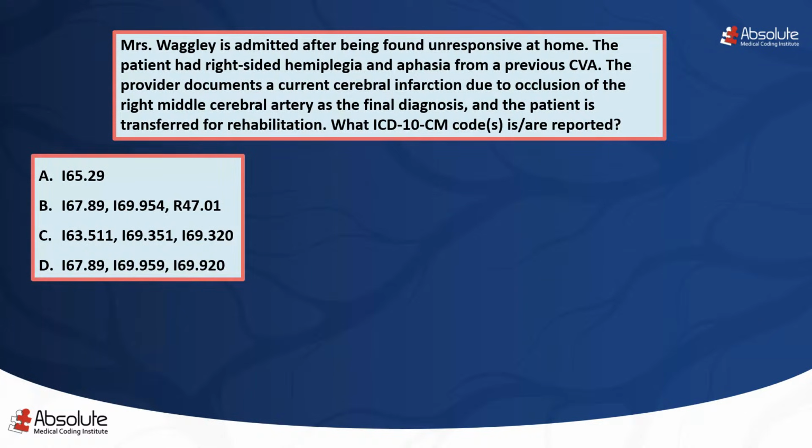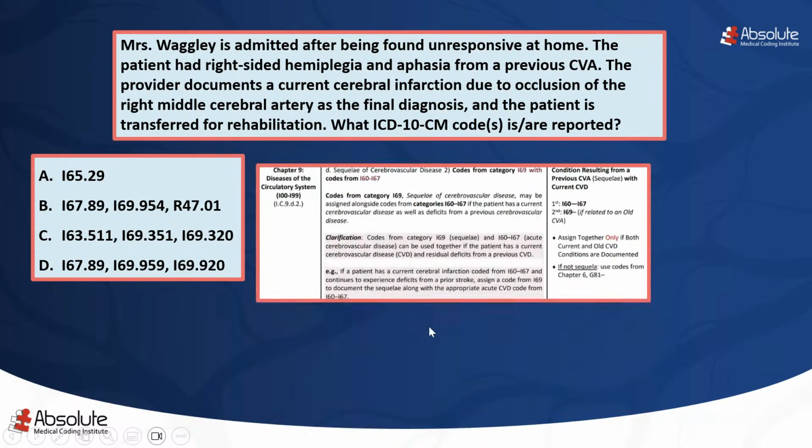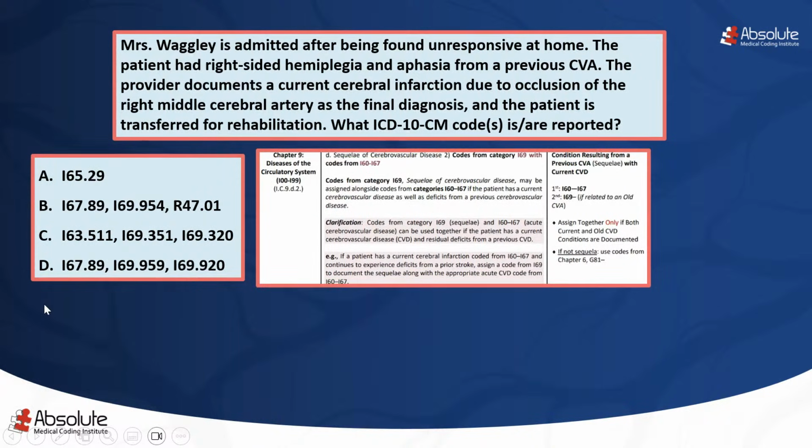So for the guidelines we're referencing, we're actually going to be referencing two guidelines to solve this scenario. Our first one is going to be IC9.D2. So the coding sequence guides you to first use from category I60 through I67. So you're looking in your ICD-10 alphabetic index, you're going to look for infarct, infarction, cerebral due to occlusion, and this is going to direct you to the code I63.5.